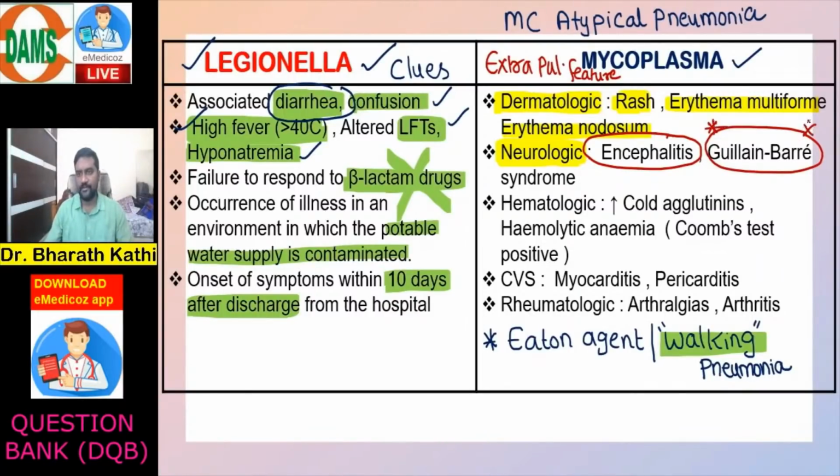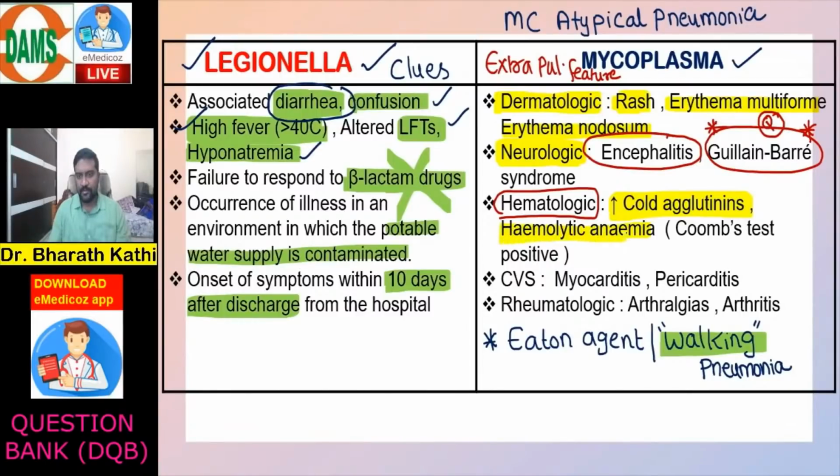So this was previously asked. Which of the following is an extrapulmonary manifestation of Mycoplasma? So many features were given. Out of that, the correct answer was Guillain-Barré syndrome. And coming to the hematological features, as discussed in the question, in Mycoplasma pneumonia, there is increased cold agglutinins. So there are few antibodies generated in the body against RBC. So when they react with RBC, there can be hemolytic anemia.